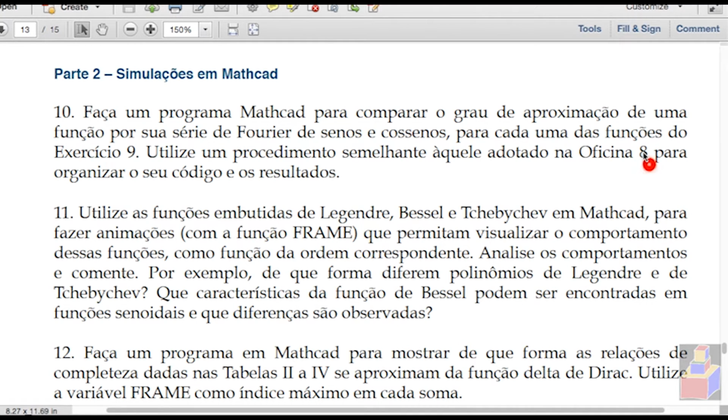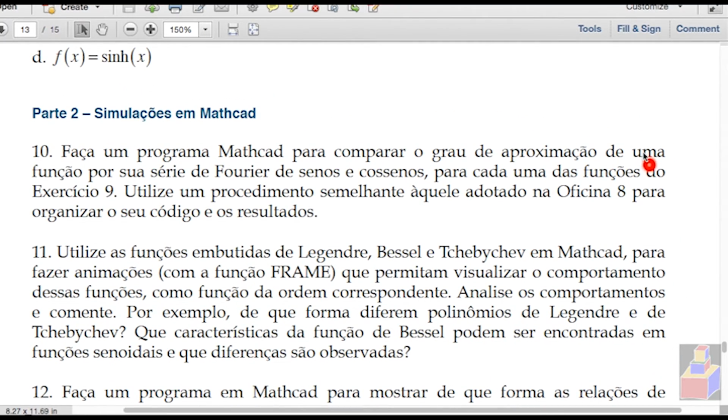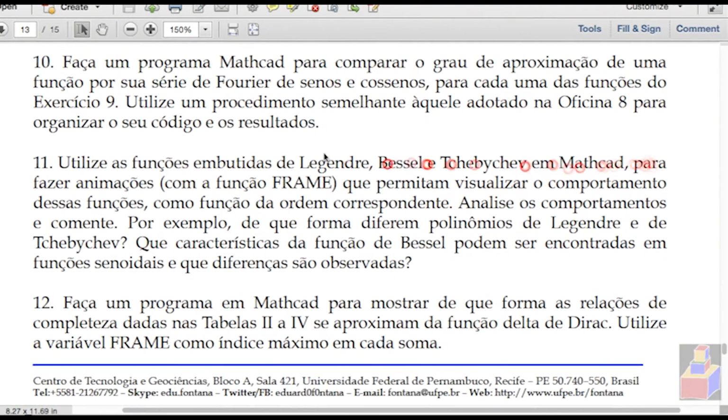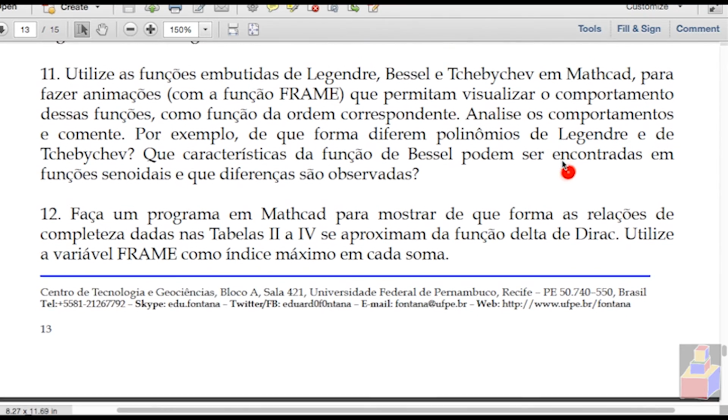To compare the approximation of a function by its expansion, you have to use a finite number of terms, increase the number of terms, and make an animation to see how it gets closer and closer to the function. There are other assignments here to use the Legendre, Bessel, Chebyshev MATLAB built-in functions to do some things.